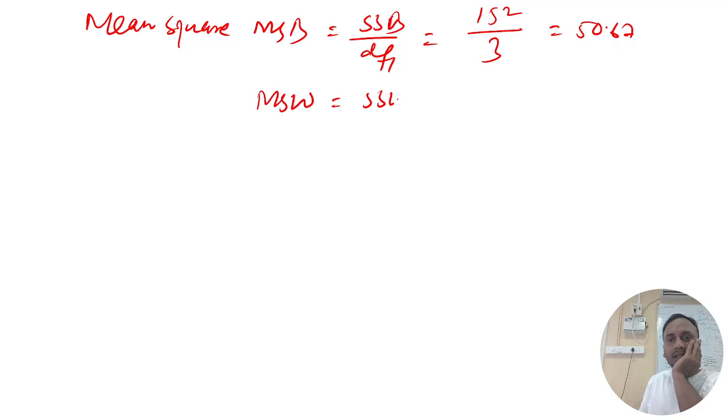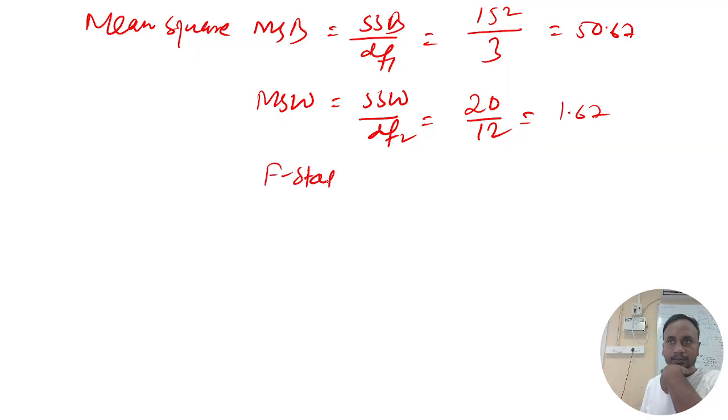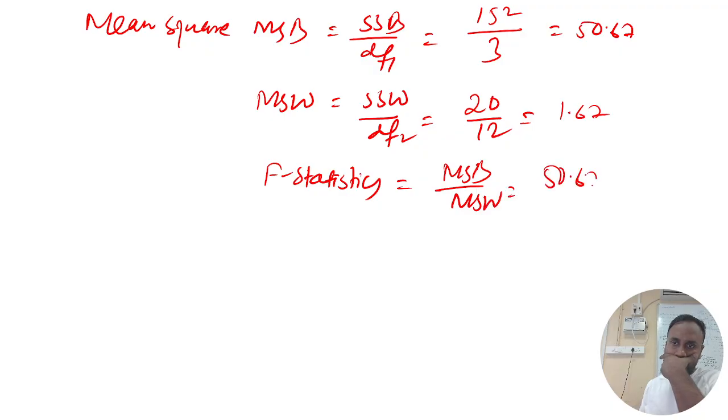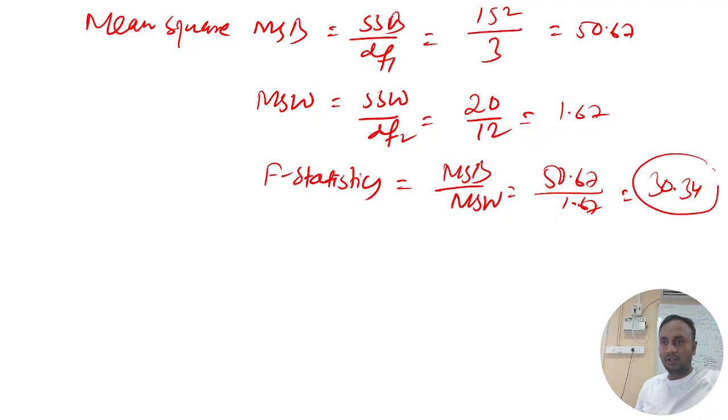MSW, how much is there? SSW by degree of freedom of 2. How much will it come? 20 by 12. How much will it come? 1.61. F statistic will become MSB by MSW, 50.67 by 1.67. How much will it come? 30.34. So this we got, F calculated.